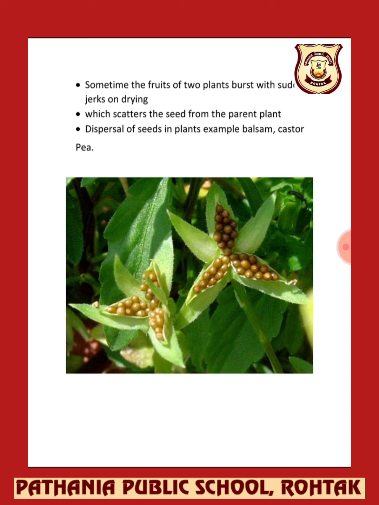Okay, so next, I'll show you the example of balsam and castor. Even the pea is also dispersed from one place to another. You can see the figure. Balsam and castor very easily go from one place to another, because the bursting of the fruit will take place.